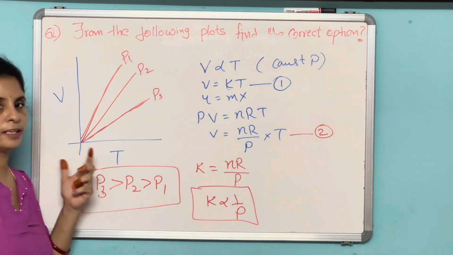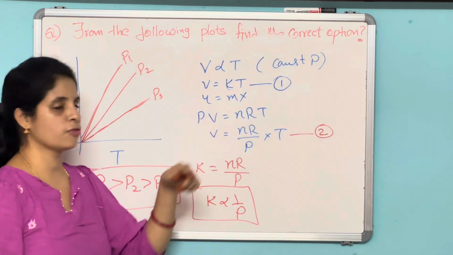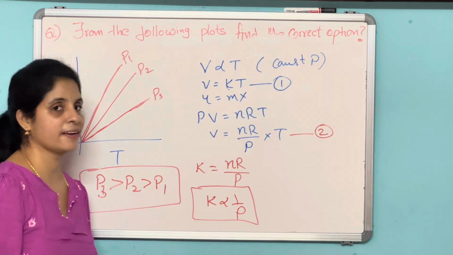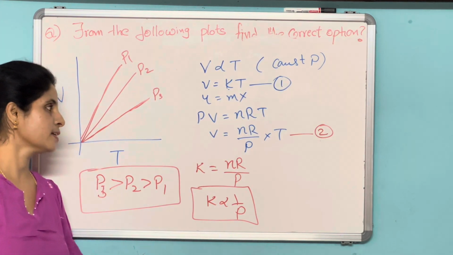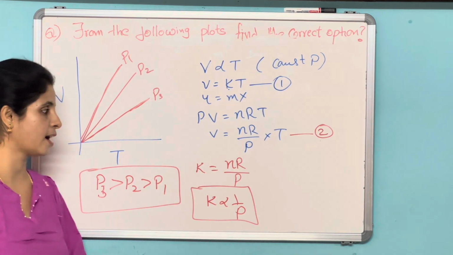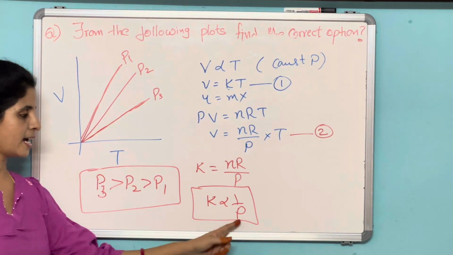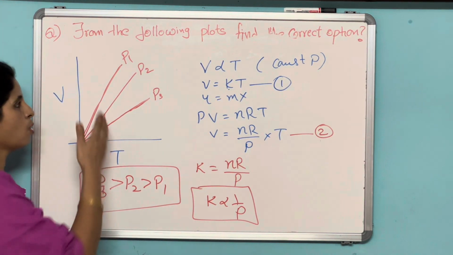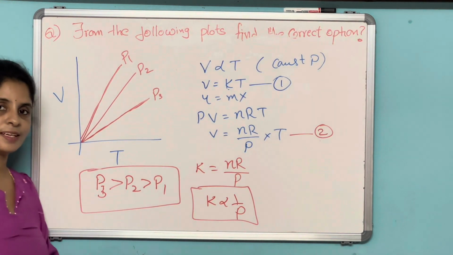Just look for what the variables on the x and y axis are. Write it in the form of y is equal to mx plus c. The y-intercept is not there, right? So it is in the form of y is equal to mx. Just compare this with the ideal gas equation PV is equal to nRT. Now look at how K and P are related. They are inversely proportional. So more slope, less will be the value of P. That's it. Simple. Thank you.